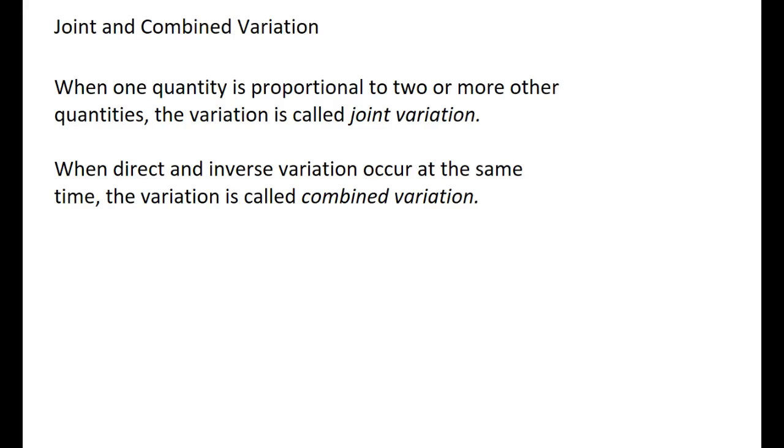So you can have variation with more than two variables. For example, if I have one quantity proportional to two or more, then that variation is called a joint variation. And I can even combine direct and inverse variation in the same problem, and that's called combined variation.